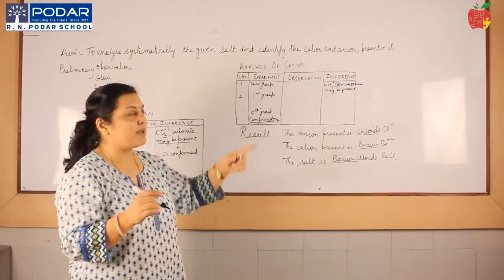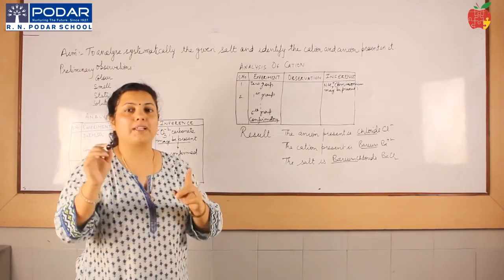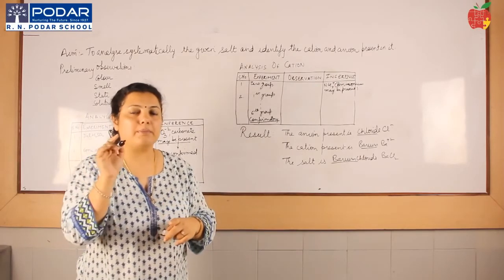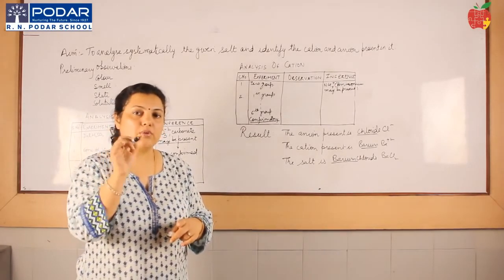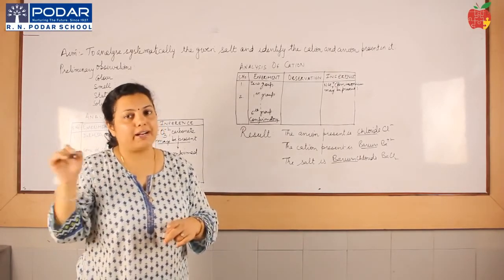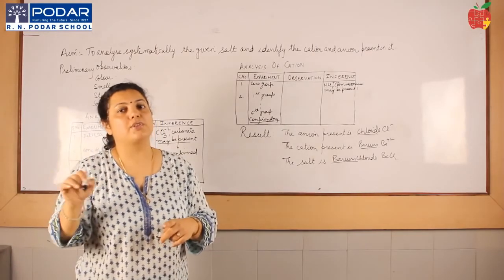And in the experiment, you have a habit of writing like salt plus plus plus. Don't write it like that. Make it in the form of a sentence. To a pinch of salt, add so and so, or to salt solution, add so and so.